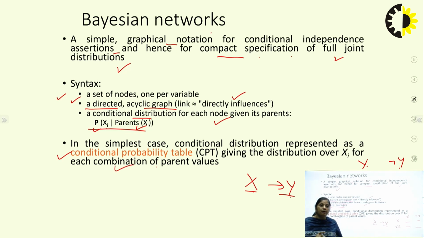As we have seen, there were two parent nodes for that, storm and bus tour. So we took when both are true, when first is true and second is false, when first is false and second is true, and when both are false. So we will see each combination of the parent values, and what will be given, that is what we call that table, the conditional probability table. So the full joint probability distribution is represented with the help of conditional independence assertions and conditional probability tables.